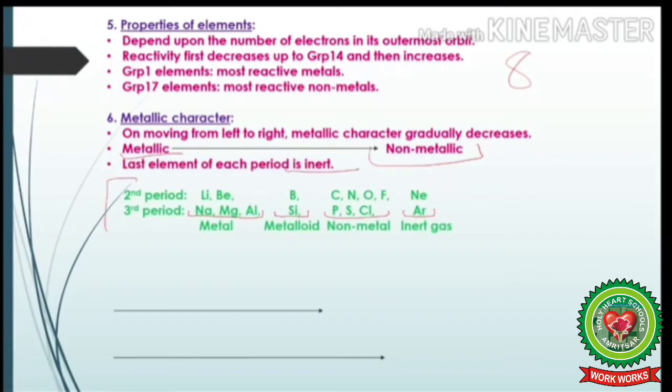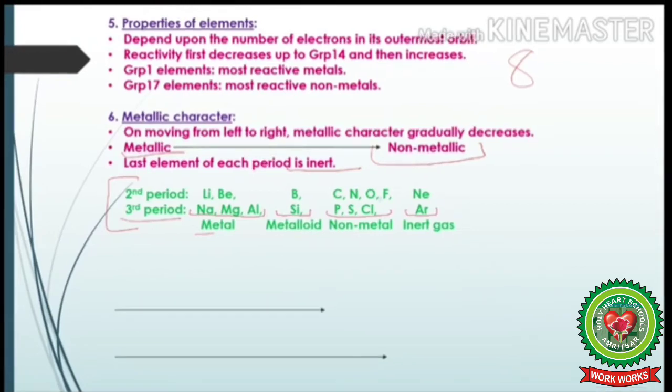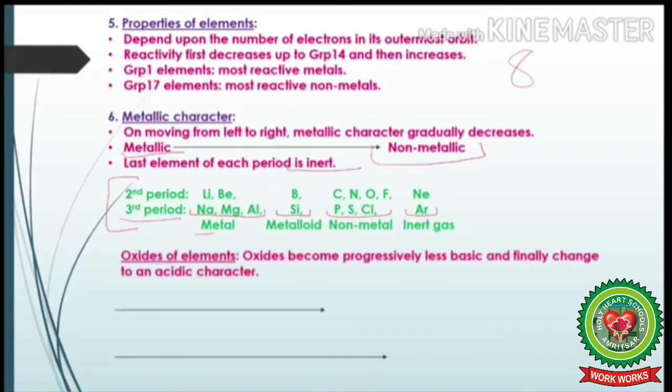For example, if we take the elements of the second period and third period, then lithium and beryllium are metals, and similarly sodium, magnesium and aluminium are also metals, whereas boron and silicon are metalloids, whereas carbon, nitrogen, oxygen, fluorine, phosphorus, sulfur and chlorine are non-metals, and neon and argon are inert gases.